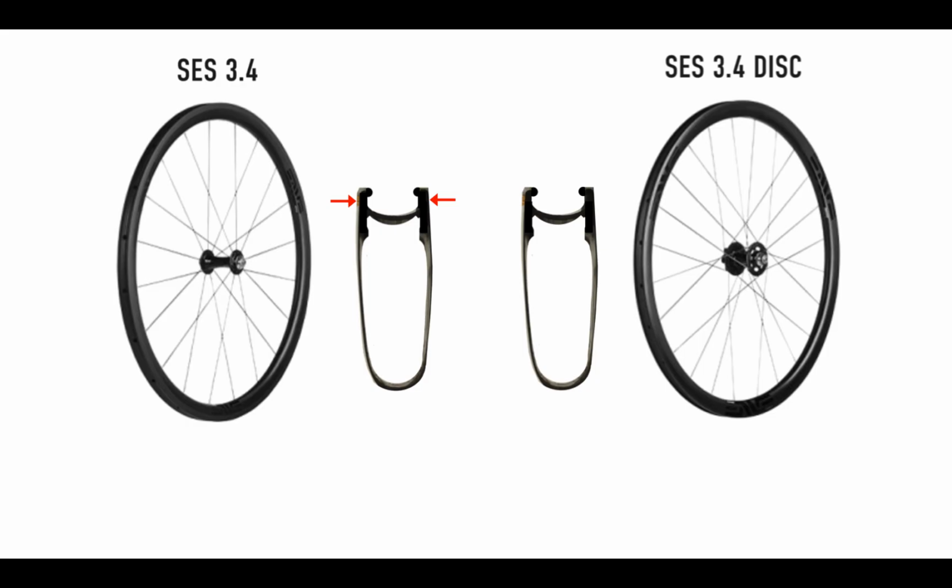The rim on the right, made specifically for disc brakes, right here at the spoke bed is thickened because of the large braking forces.